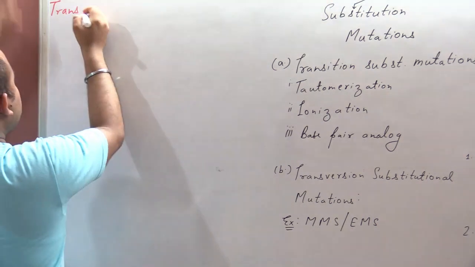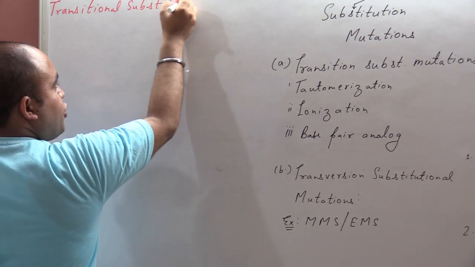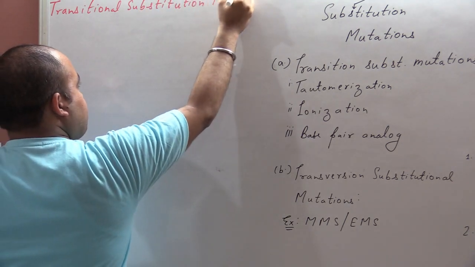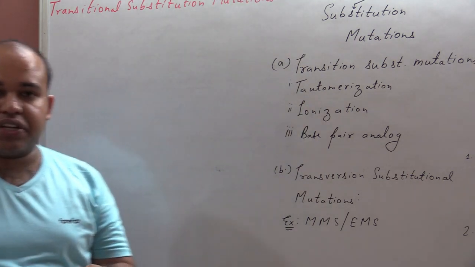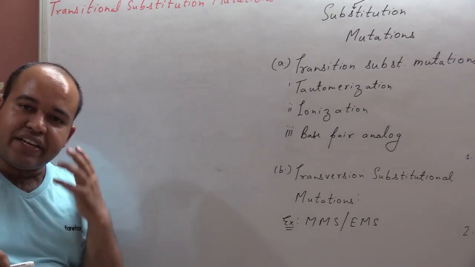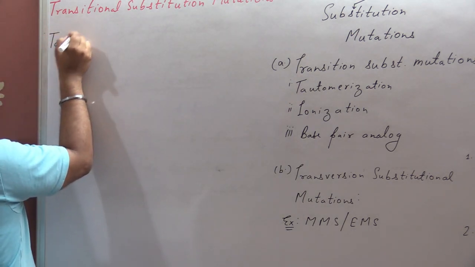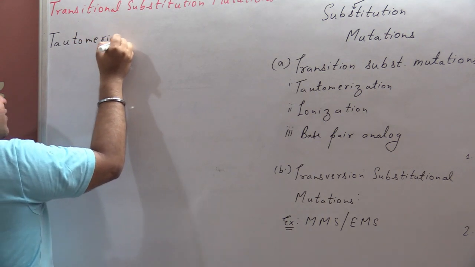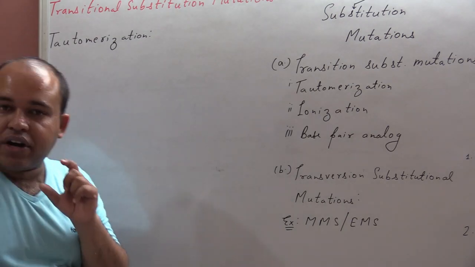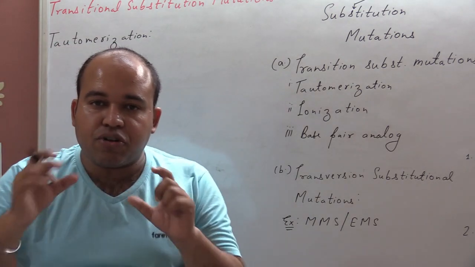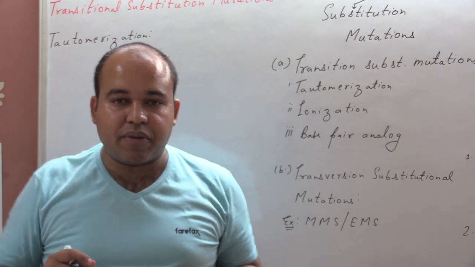Now, in the case of transitional substitution mutation, the first type being tautomerization. What do you mean by tautomerization? Tautomerization. In chemistry, you would have heard about this word tautomerization. The shift in the position of the hydrogen atom across a double bond is called tautomerization.